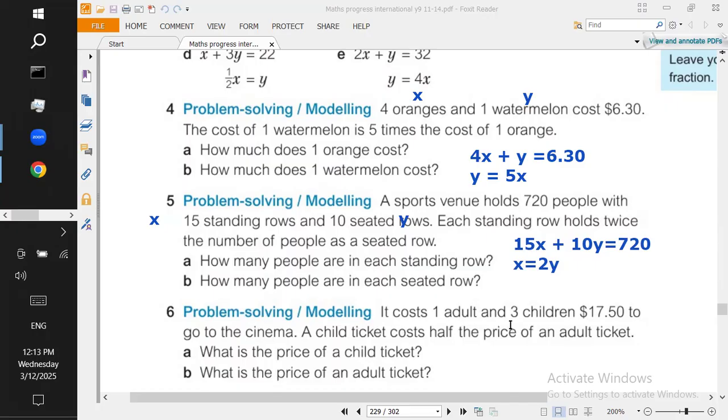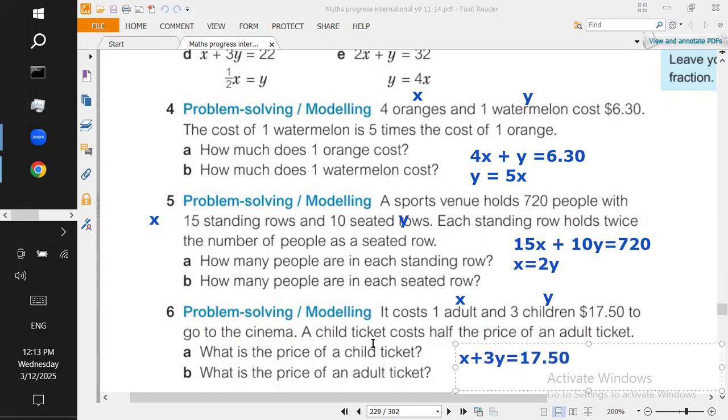It costs one adult and three children $17.50 to go to the cinema. A child ticket costs half the price of an adult ticket. So let's write the equation here. First, let's call the adult X and the child Y. So one adult, which is X, plus three children, which is 3Y, equals 17.50. And then that's the first one.